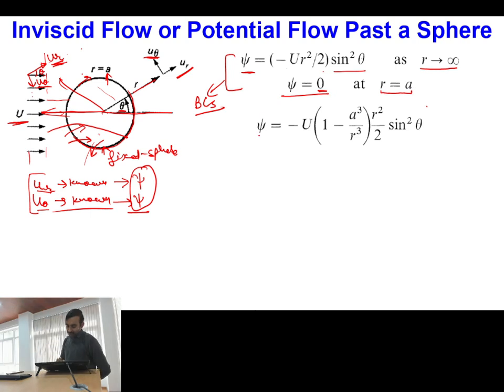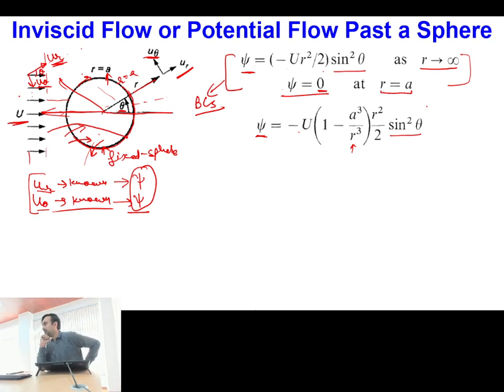So if you solve the previous equation for psi along with these two boundary conditions, you will find the solution of psi as minus u times 1 minus a cube by r cube, times r square by 2, sine square theta. In this equation you simply substitute the value of r. At this boundary the value of r is equal to a, and when you move away from this boundary the value of r keeps changing. So depending upon the value of r, you can plot all the streamlines for this particular flow field.